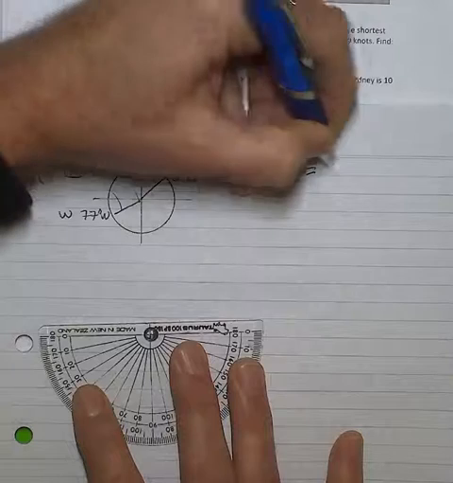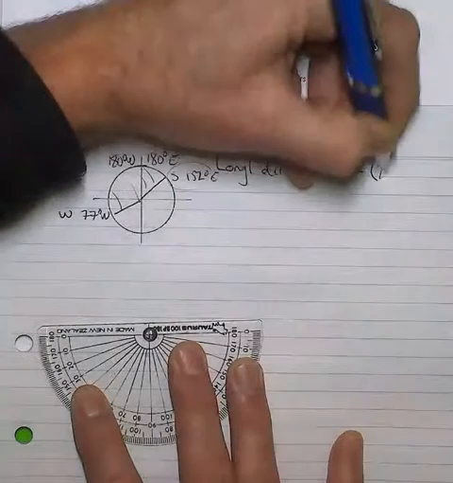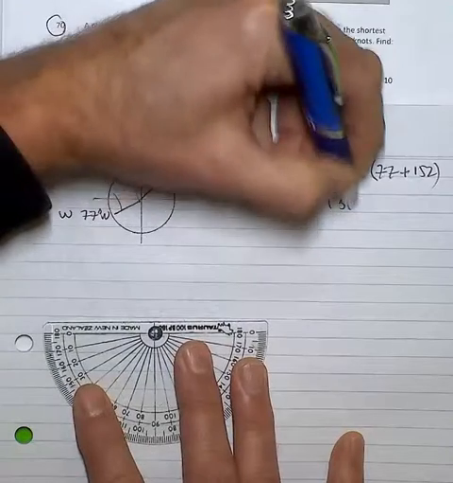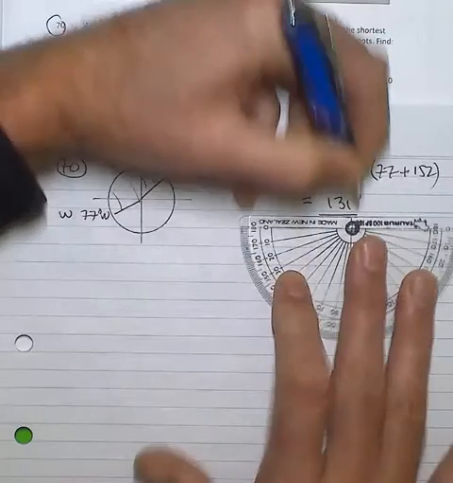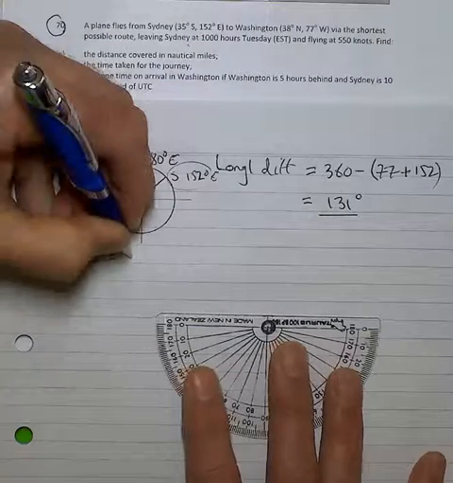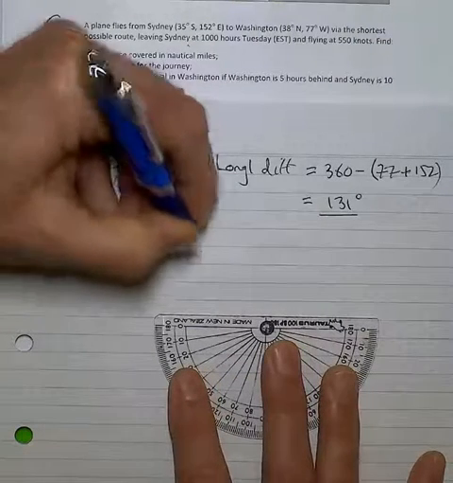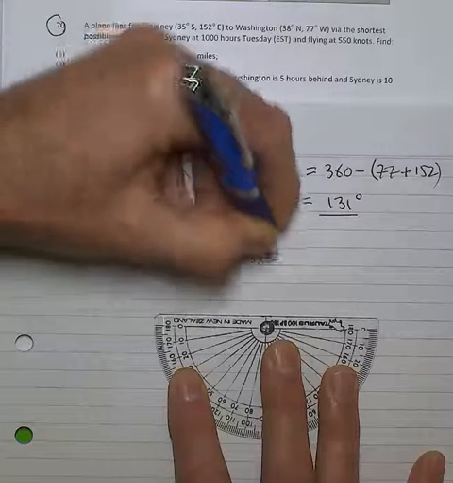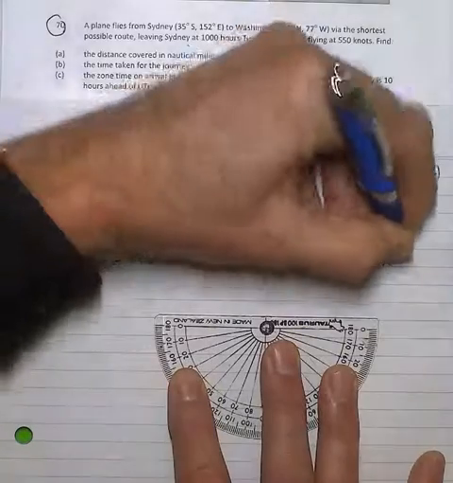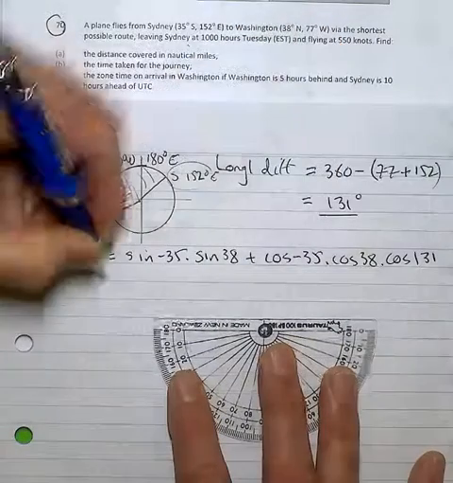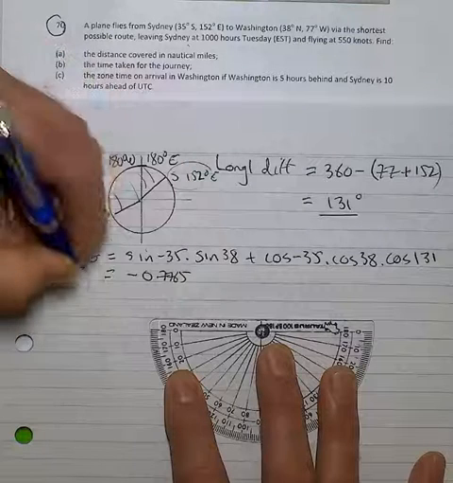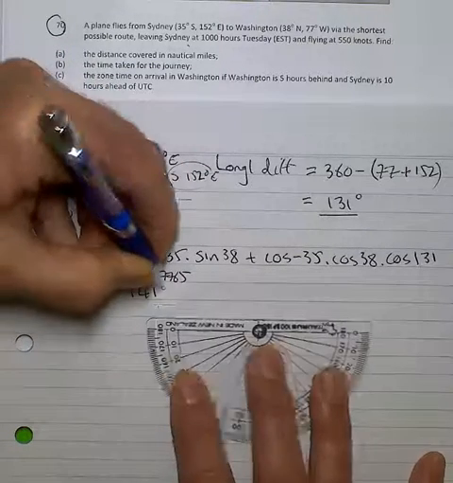Longitudinal difference, so I'll go 360, take the addition of 77 and 152. That ends up being 131 degrees. Now, I have to find cos theta. So that's sine negative 35 times sine of 38, etc. Theta ends up being 141 degrees.